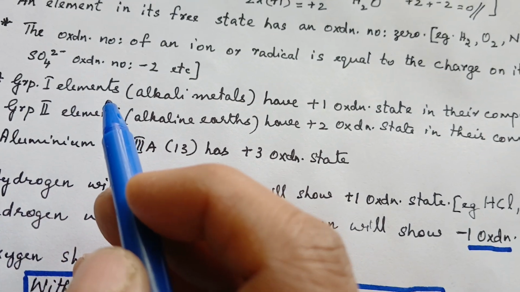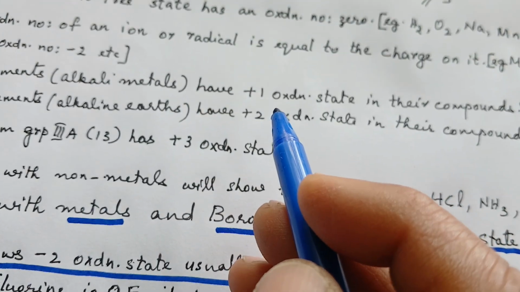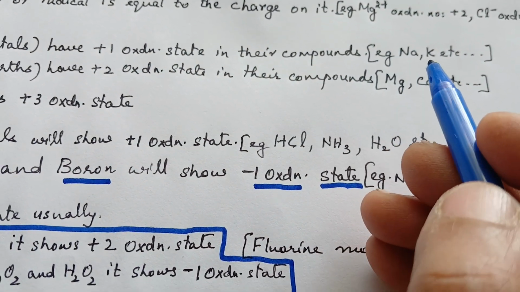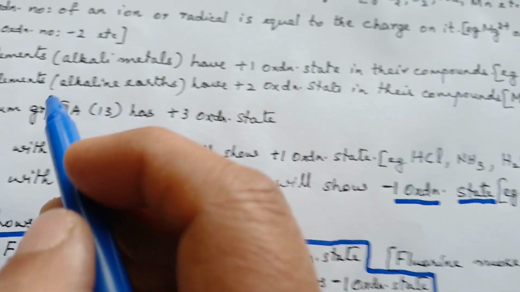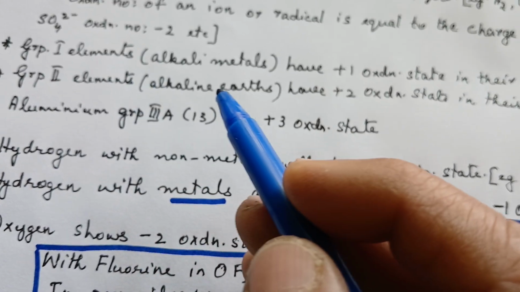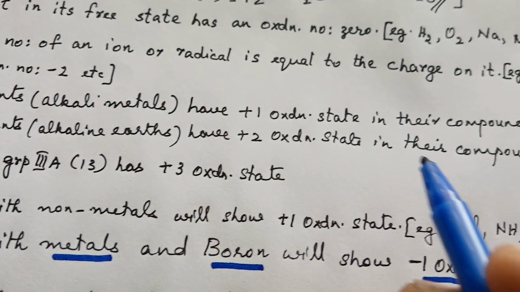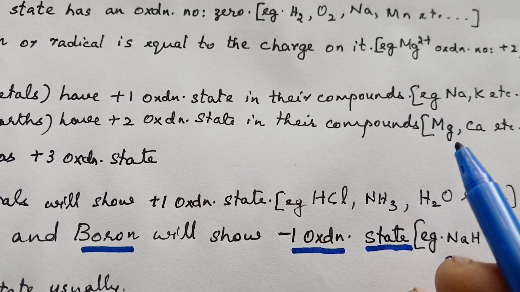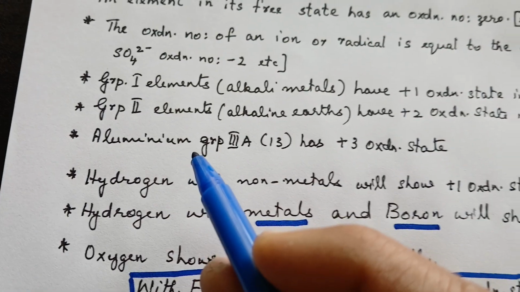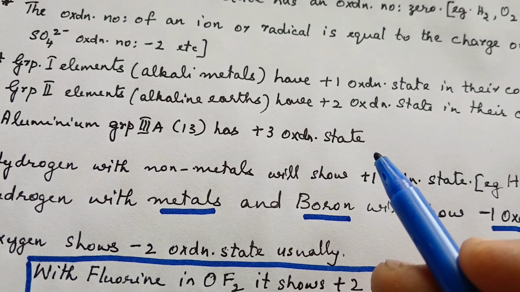Now group 1 elements, those are the alkali metals. They have +1 oxidation state in their compounds, like sodium, potassium, etc. And group 2 elements, those are the alkaline earths, they have +2 oxidation state in their compounds, that is magnesium, calcium, etc. Next is aluminium. In group 3A or 13, it has +3 oxidation state.